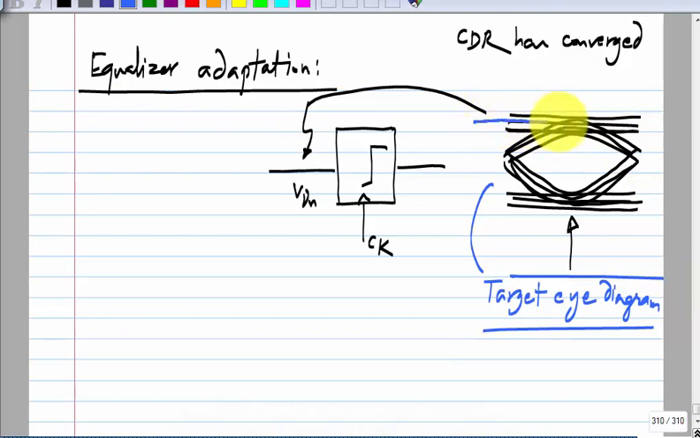Now, there is some level which I define to be V naught. That is my plus one symbol. And I'll assume a symmetrical situation. So then the minus one symbol will be minus V naught. And that's the target I want to hit. That means that at the sampling instant, I should be seeing only either V naught or minus V naught. I know in reality this is not possible. So what I would really like is that the spread around V naught should be as small as possible, and the spread around minus V naught should also be as small as possible.